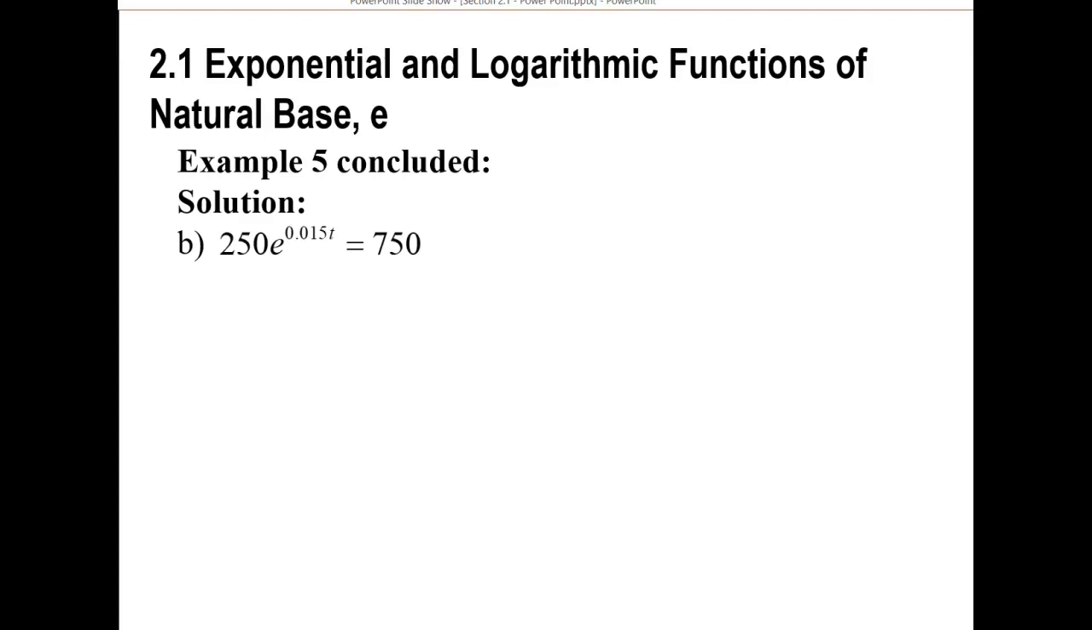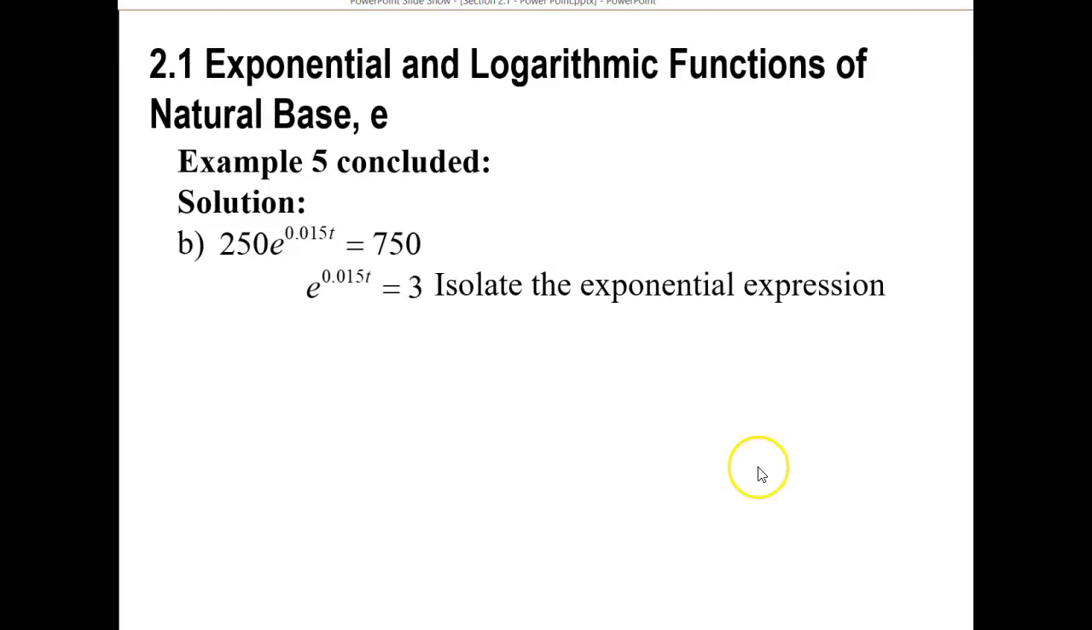All right, second part. 250 e to the power 0.015t equals 750. We're going to do the same thing here, but we first need to get the e to the power all by itself. So we have to isolate the exponential expression. All we did here was divide both sides by 250. So we get e to this power. If I divide this by 250, it cancels. 750 divided by 250 is 3.